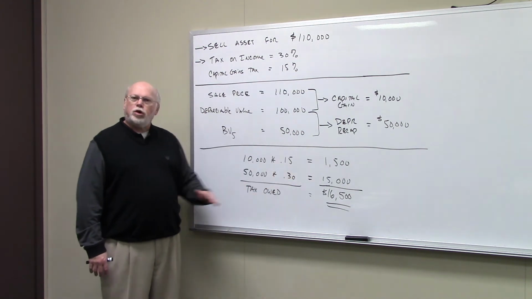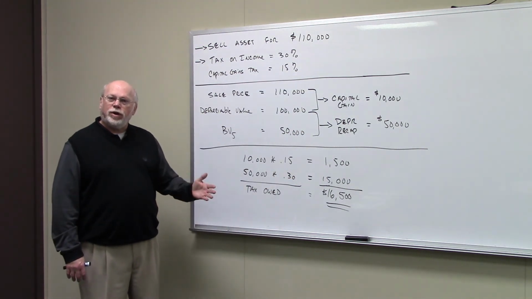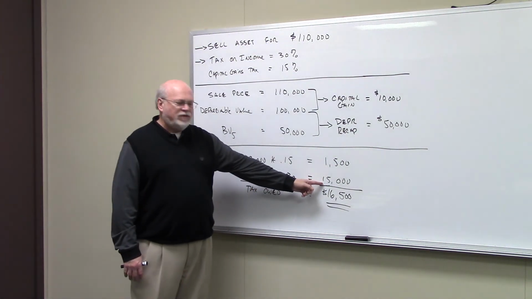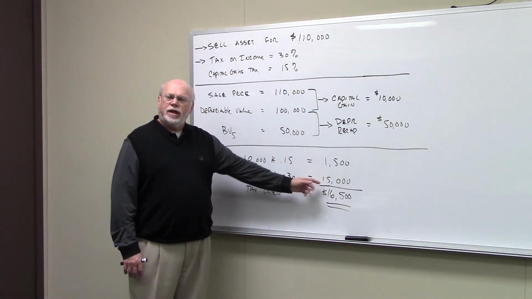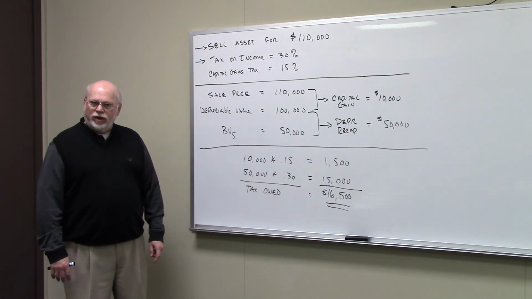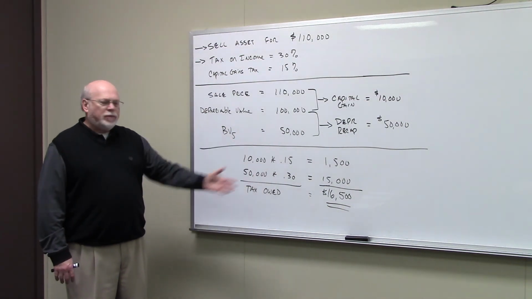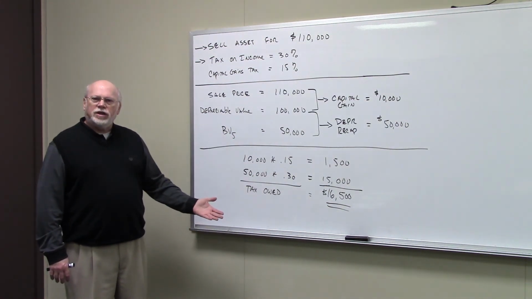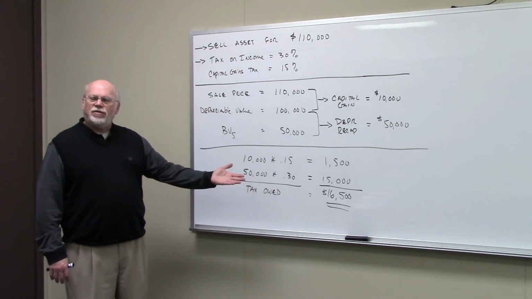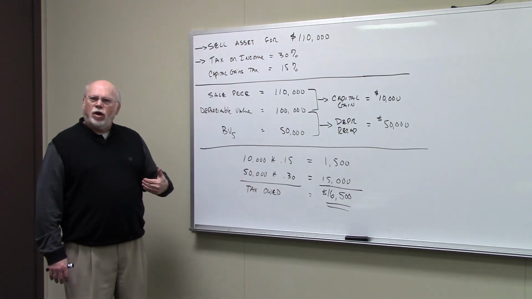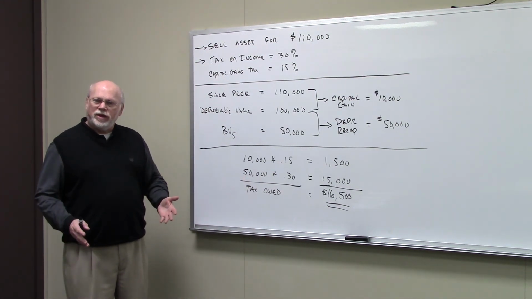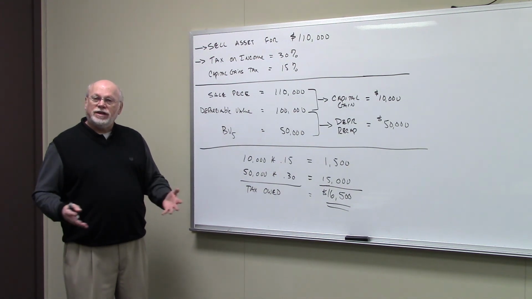Multiply that by the marginal tax rate on ordinary corporate income, which we're saying is 30%, and you owe $15,000 in taxes on depreciation recapture. All summed up, you owe the IRS $16,500 in taxes because you sold this asset for $110,000.